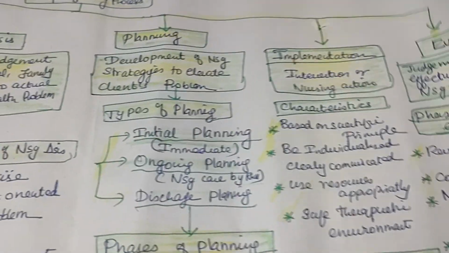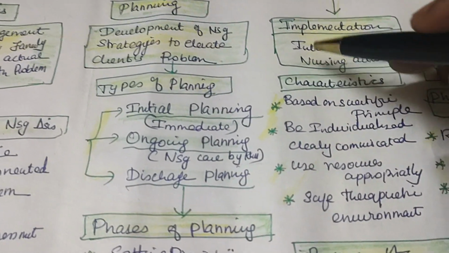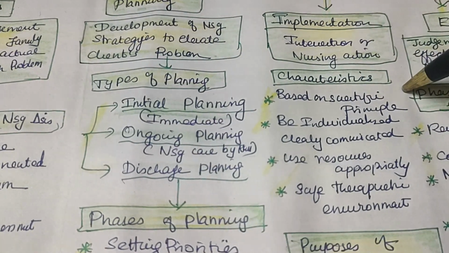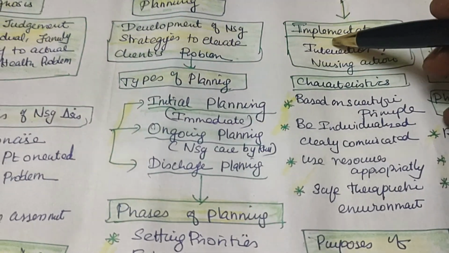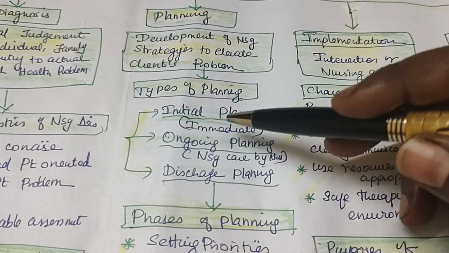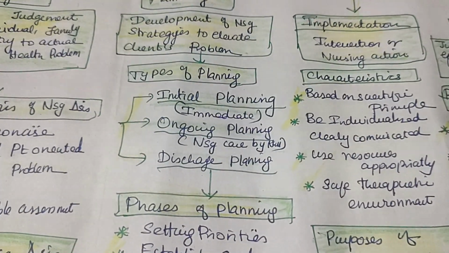So what is called implementation? The next step is called implementation. Implementation is nothing but the intervention, the nursing care activities. Whom are you intervening? The patient. What is the plan? How is it coming? According to the nursing diagnosis, it is coming.